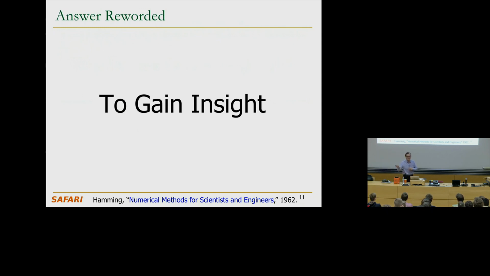Exactly, yes. Hamming codes, error correcting codes. He developed the early theory for enabling error correcting codes. We'll talk about Hamming distance maybe at some point. But I would recommend this book that he wrote, Numerical Methods for Scientists and Engineers. And here he talks about the purpose of computing is to gain insight.